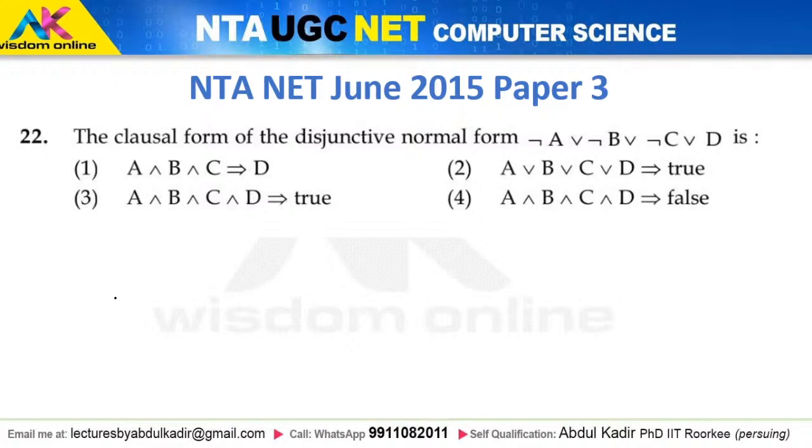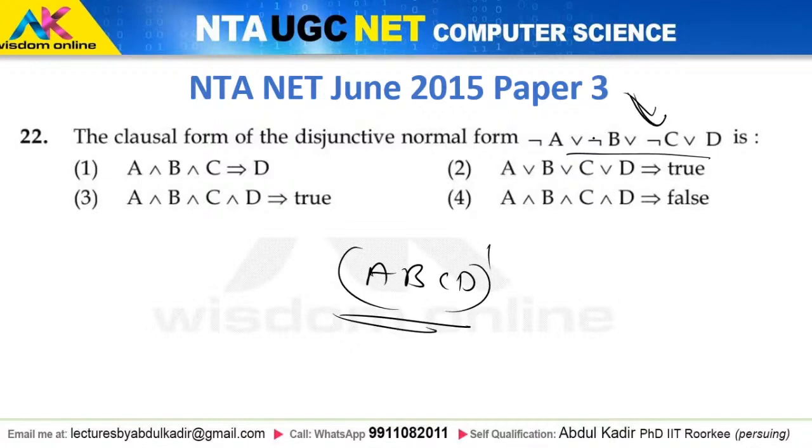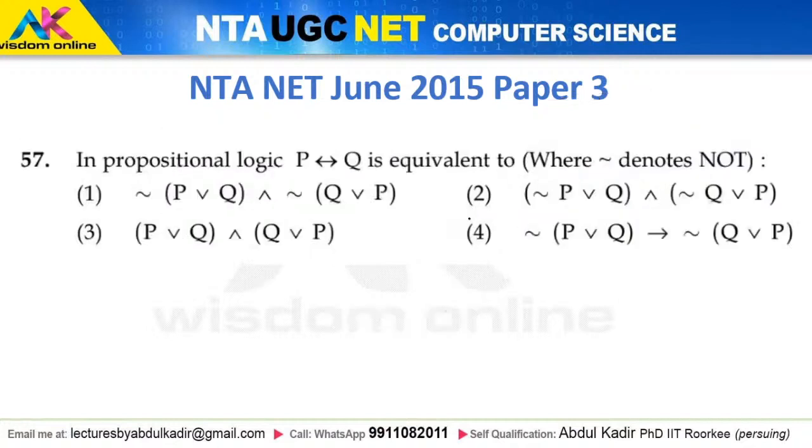What is this? The closure form of disjunctive normal form is again a very easy question. He has given you this thing. We have already solved this question. If you remember, this statement is nothing but (ABCD) complement. So this statement will be true when ABCD will be false. So the answer will be option 4.